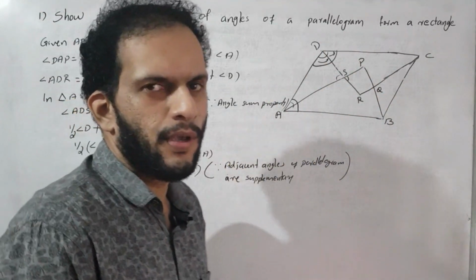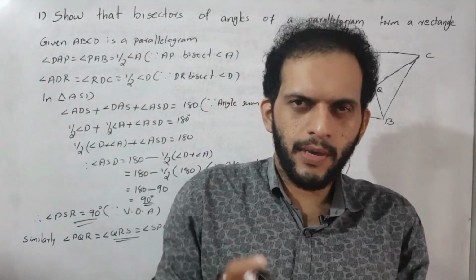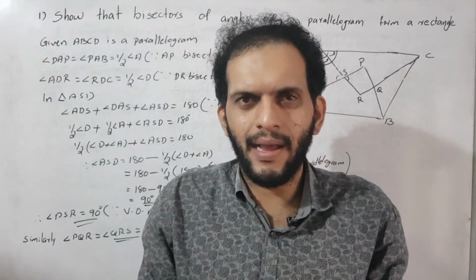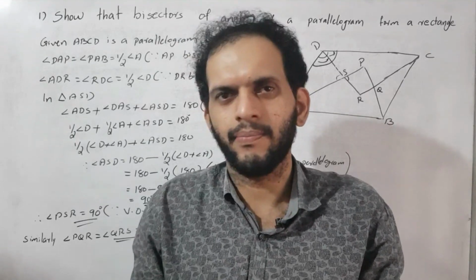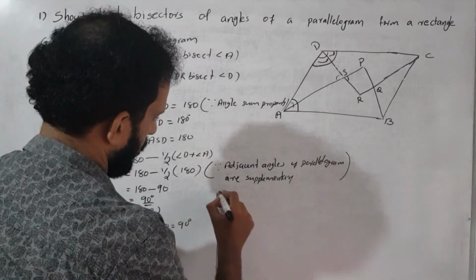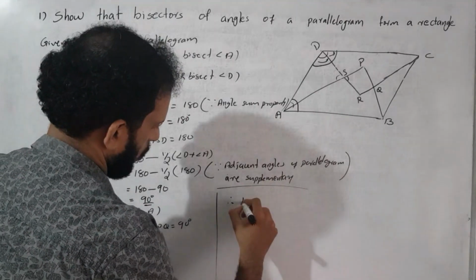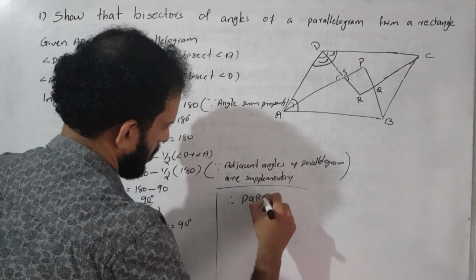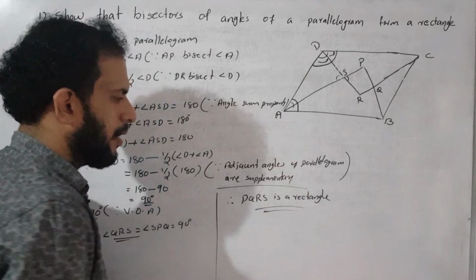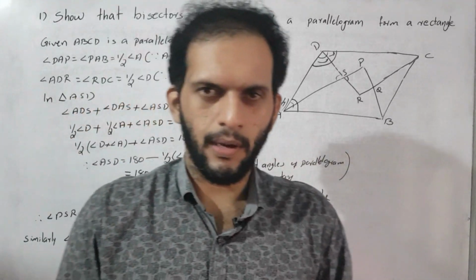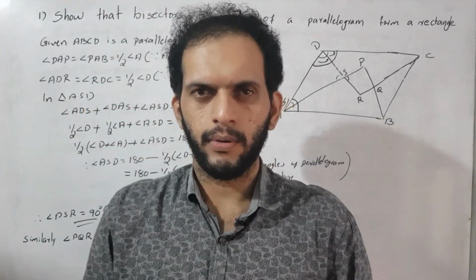So then we know that in a quadrilateral, if we get all angle measurements are 90 degree, then surely it will be a rectangle. Correct. So what we conclude? Therefore, PQRS is a rectangle. Okay. So what we got it? PQRS is a rectangle. I think you got the idea about this.